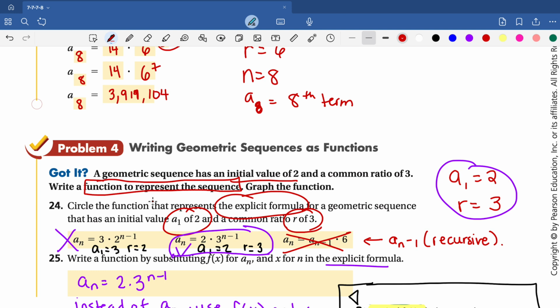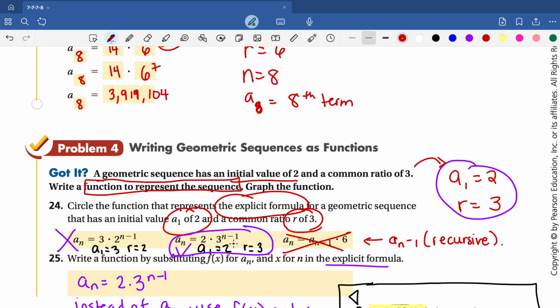Now, in problem 4, we're going to write geometric sequences as functions. A geometric sequence has an initial value of 2 and a common ratio of 3. So I just rewrote that here. A sub 1 is 2 and r is equal to 3. Write a function to represent the sequence and graph the function. To write a function that represents the sequence, we're basically going to use the explicit formula for a geometric sequence.